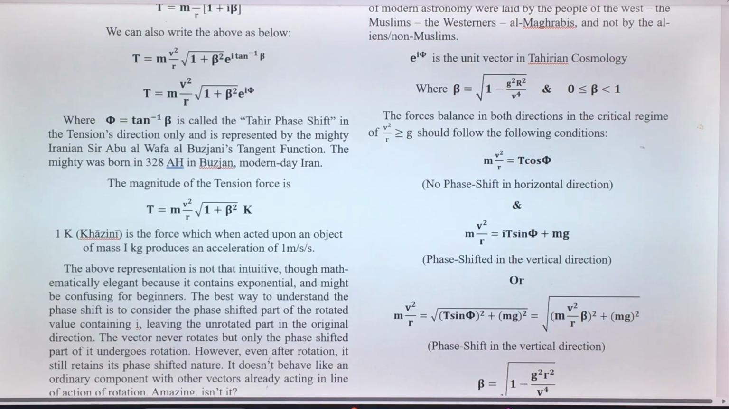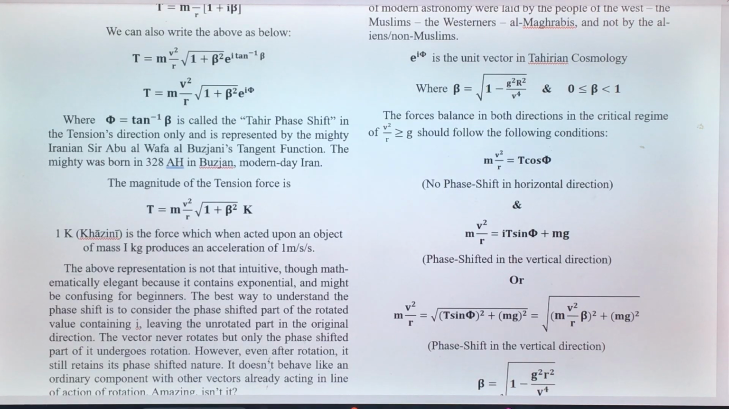Abul Wafa al-Buzjani was the guy who introduced the tangent function for the first time in Islamic history. The mighty was born in 328 AH in Buzjan, modern day Iran. The magnitude of the tension force is T is equal to mv square over r times square root of 1 plus beta square. Khazini: 1 Khazini is the force which, when acted upon an object of mass 1 kilogram, produces an acceleration of 1 meter per second.